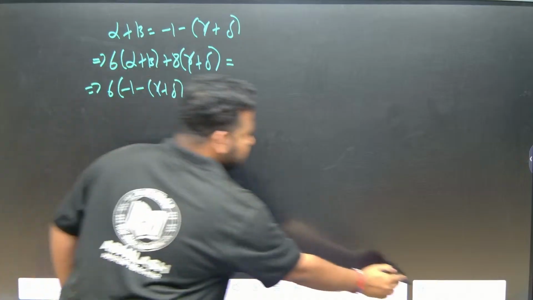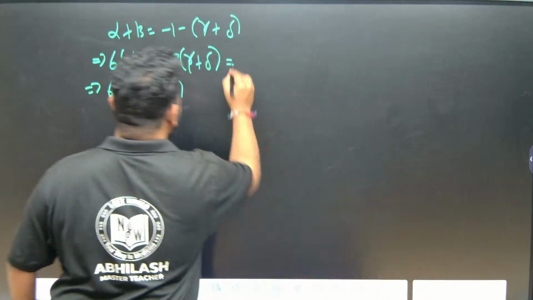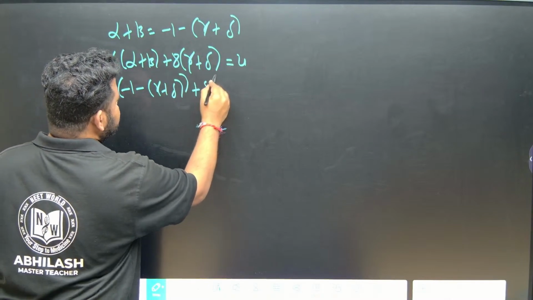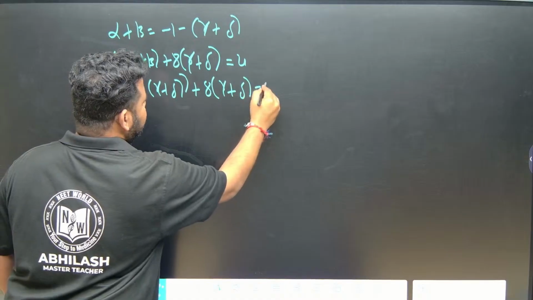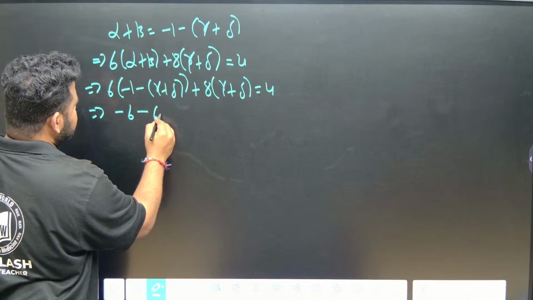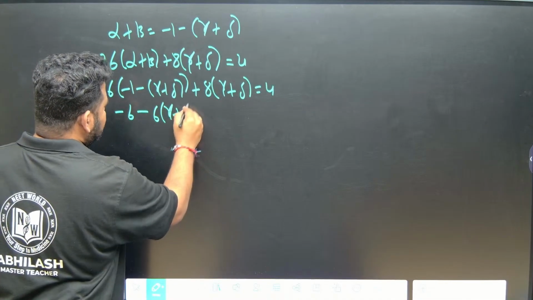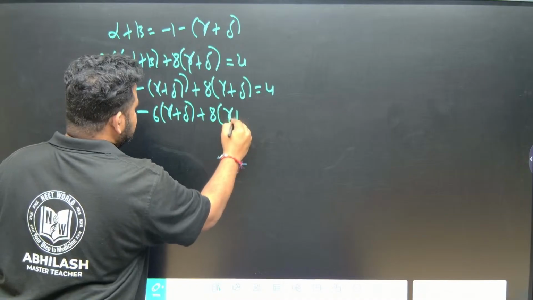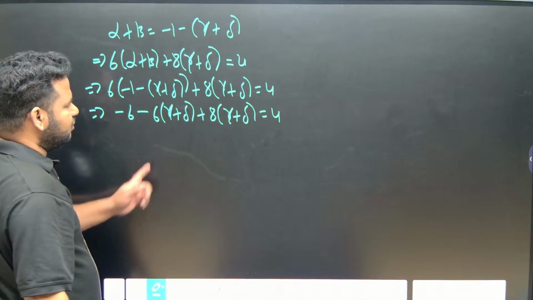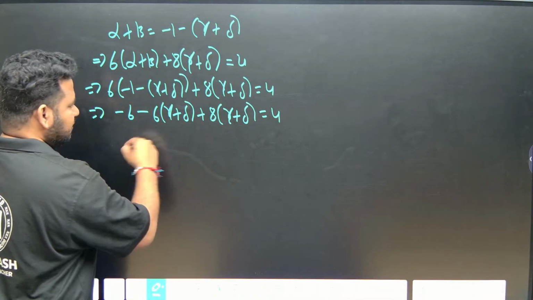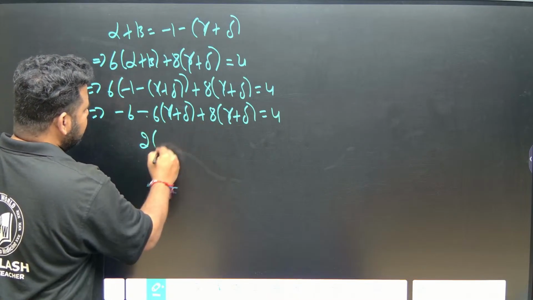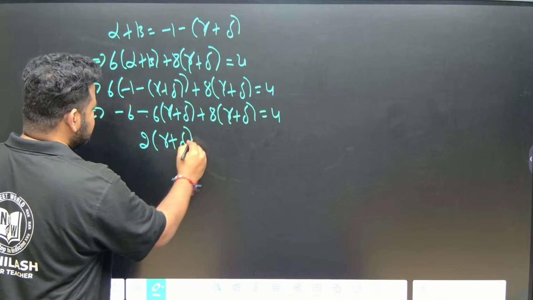This is equal to 4. So let me write equal to 4 here, correct? So this entire thing, plus 8 times gamma plus delta, is equal to 4. So this will become 6 into minus 6, minus 6 times gamma plus delta, plus 8 times gamma plus delta is equal to 4. This 6, if I send it that side, it will become plus 6, so that will become 10. So minus 6 times gamma plus delta plus 8 times gamma plus delta becomes 2 times gamma plus delta, 2 times gamma plus delta is equal to 10.